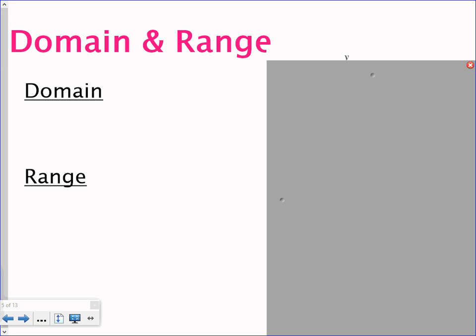Okay, Gracie, what did your group say about domain and range? Domain is the x value, and range is the y value. Were there any other phrases, words used for domain and range, Leah? Okay, input is domain and range is output. Excellent.